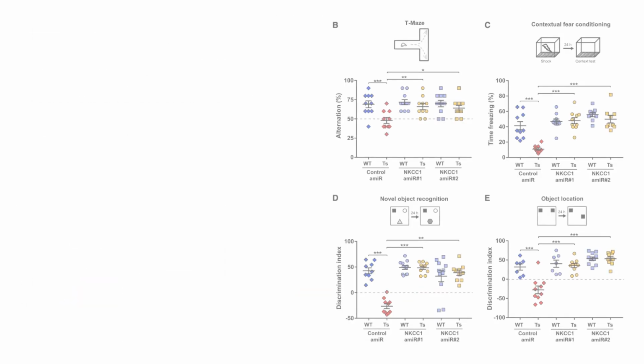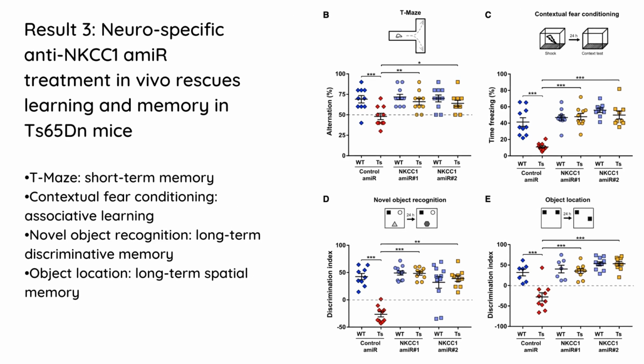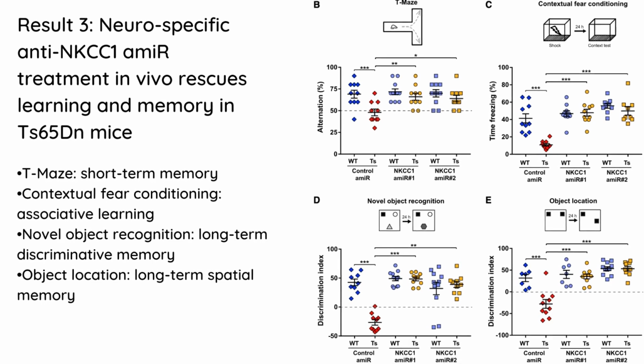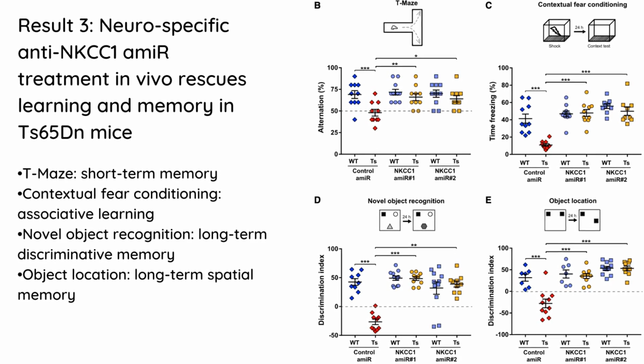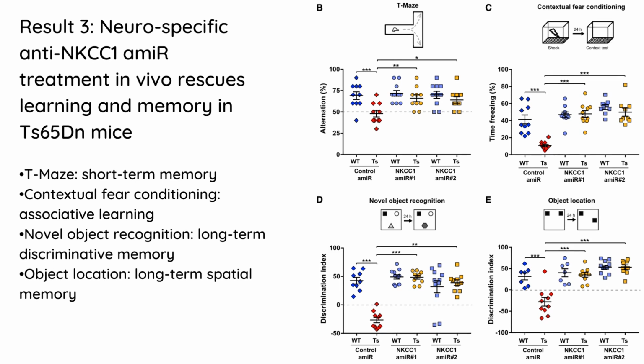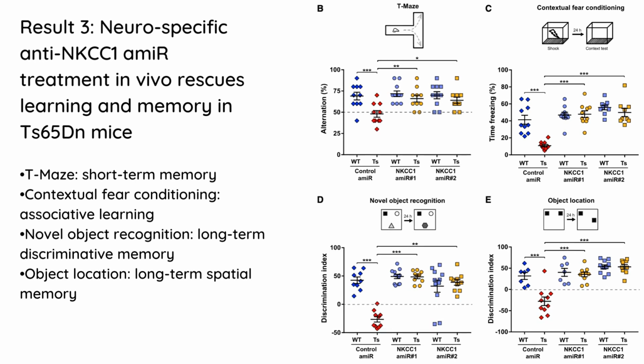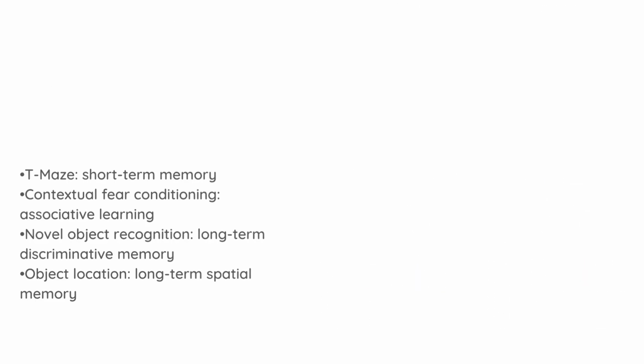The third result is that neuron-specific anti-NKCC1 treatment in vivo rescues learning and memory in diseased mice. They did 4 tests to assess the learning and memory ability in diseased mice. We can see that before treatment, all diseased mice have bad performance on all 4 tests, which are represented by red. After treatment, which are represented by yellow dots, they all improved their score significantly.